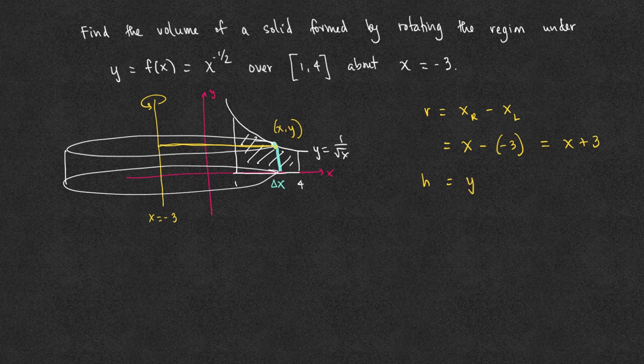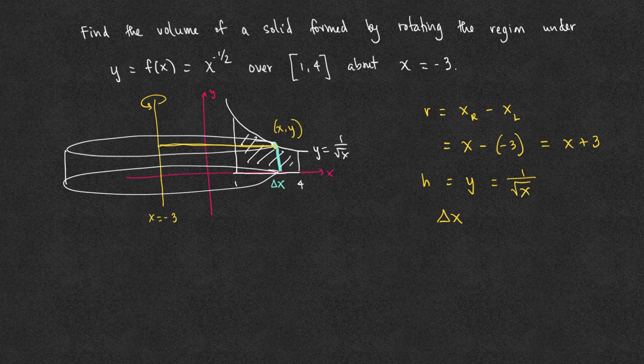Since the thickness is delta x, we would need to express the radius in terms of x, which it is already in terms of x. We also need to express the height in terms of x as well. The function given is y equals 1 over the square root of x, so the height is simply 1 over the square root of x because the height is y. It is the vertical distance.